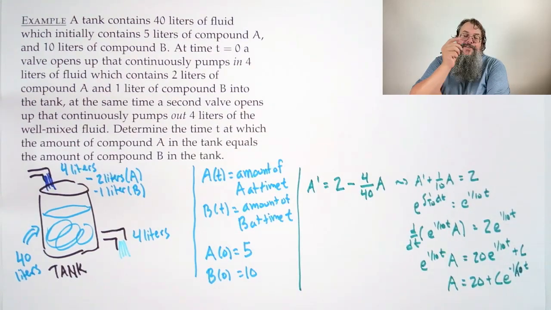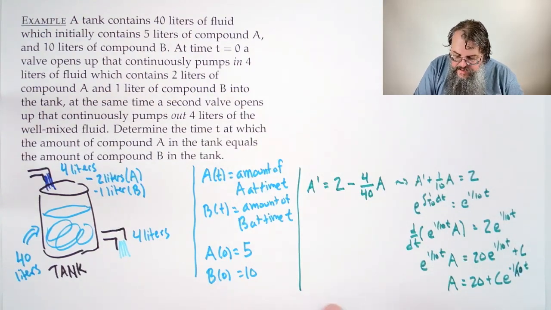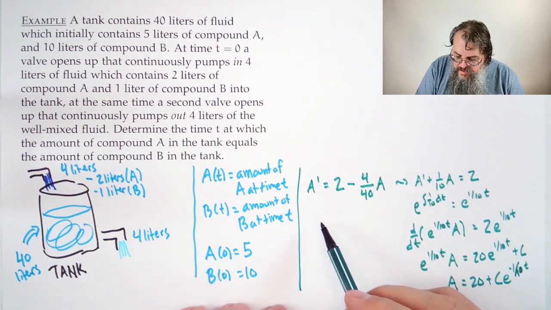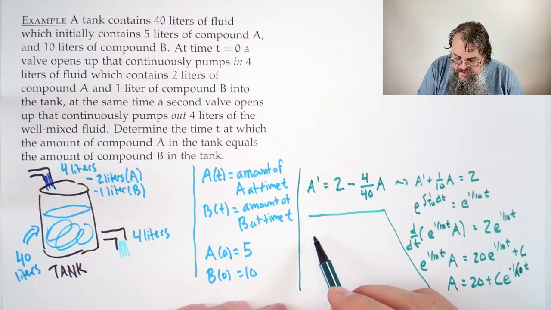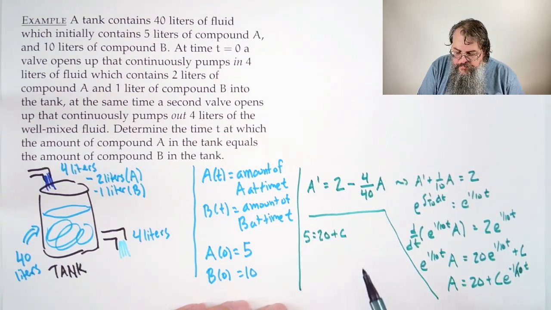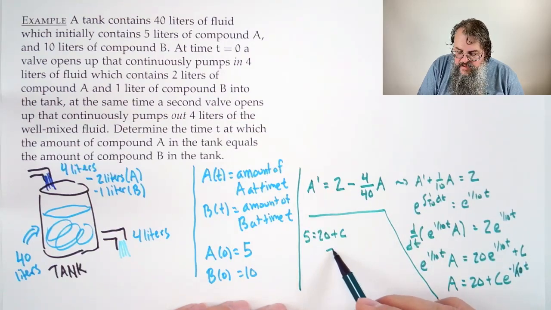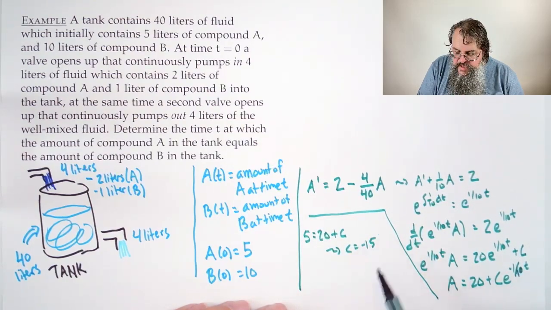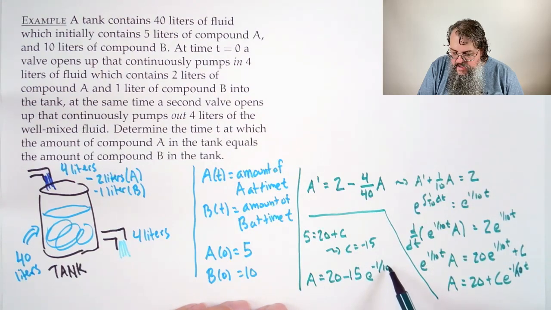All right. Now, so that's A. But we have to figure out what's C here. So the last thing is we know what happens at time 0. And so we can say, aha, at time 0, we have that 5 is equal to 20 plus C. So that tells us that C is minus 15. So A is 20 minus 15 e to the minus 1/10 t.